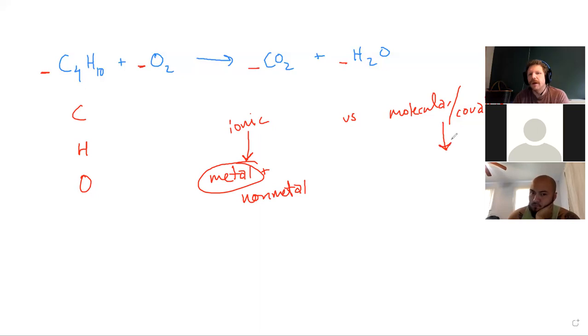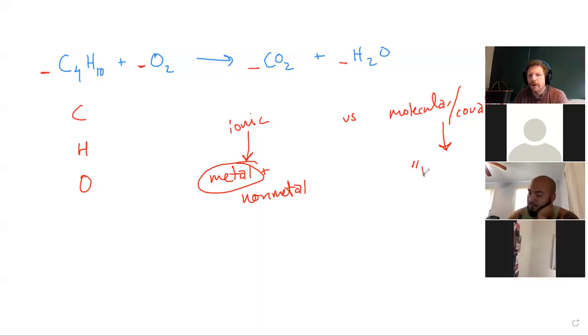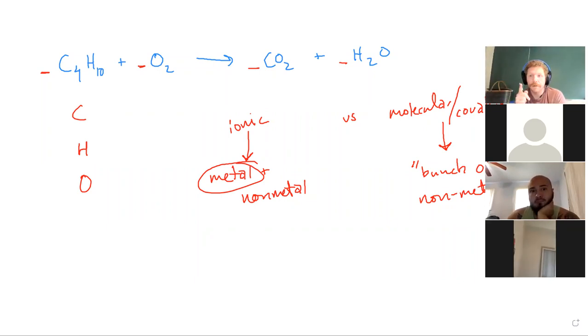Meanwhile, if you see a bunch of, and I'm going to use the very scientific terminology here, bunch o' nonmetals, then you're going to say those are molecular compounds that are reacting with one another to form molecular compounds.